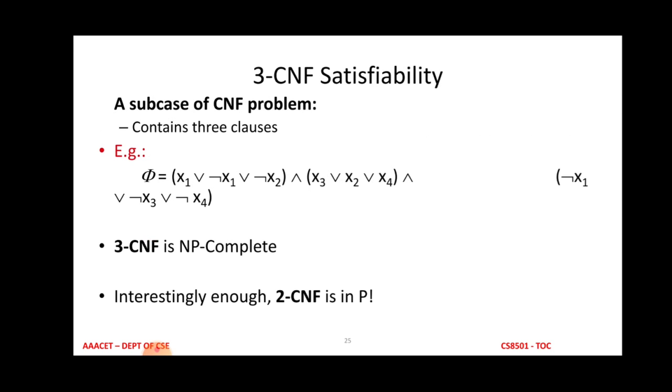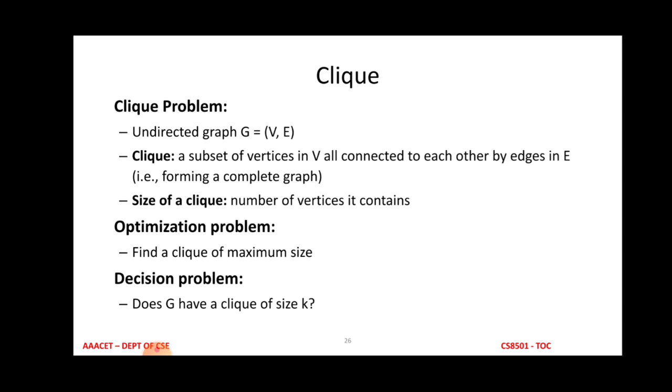So what is the 3 CNF satisfiability problem? It means the CNF having 3 literals per clause. If the given CNF satisfiability problem has 3 literals per clause, then that is called 3 CNF. The main point here is that 3 CNF is an example for an NP complete problem, but 2 CNF is an example for a P problem.